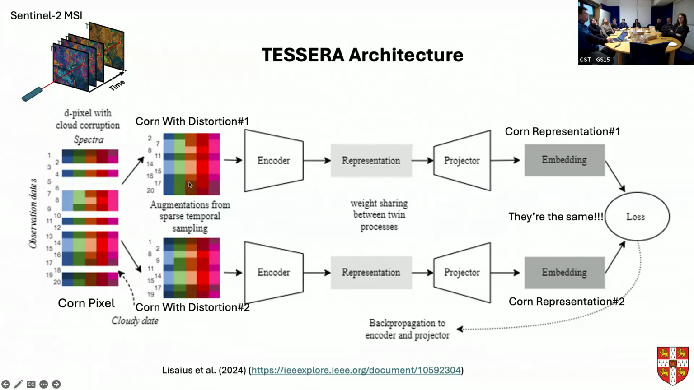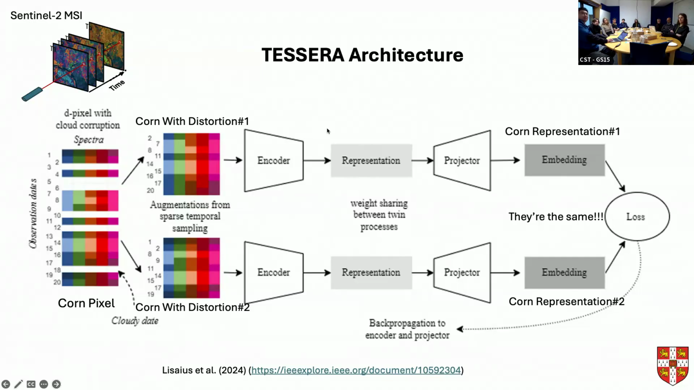And you can see here, since we only do a subsampling, essentially this dpixel is a distortion, right? Because it's not the complete dpixel, it's just a subset of that. So we also call this cone with distortion 1, and this is cone with distortion 2. And what we do is we input them into the encoder, then we get the representation. This representation is also a very compact representation of the raw dpixel. Then it's just like the MAE, we input them into a projector, and then we get another embedding. This is quite a large embedding. Then we just calculate the loss.